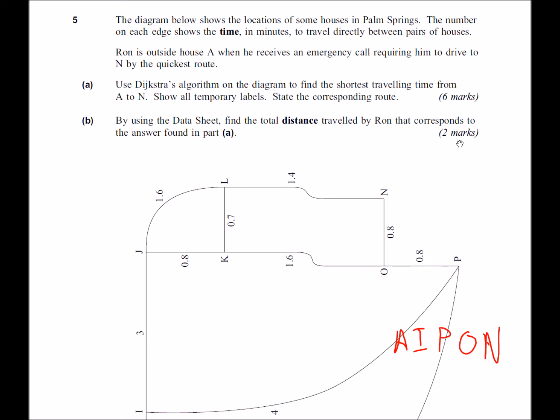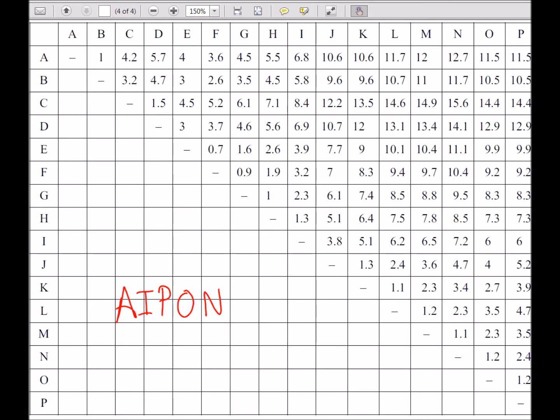And then part B says, by using the data sheet, find the total distance travelled by Ron that corresponds to the answer found in part A. So I need to go and have a look at my data sheet. So here's my data sheet, and my route was A to I to P to O to N. So all I need to do is find the distance from A to I. Well, I look across and that's 6.8. I to P, well, I'm going to look across my I until I get to P, and that is 6. P to O, well, I'm going to look down P until I get to O, that's 1.2. I look down O for O to N, and that is also 1.2.